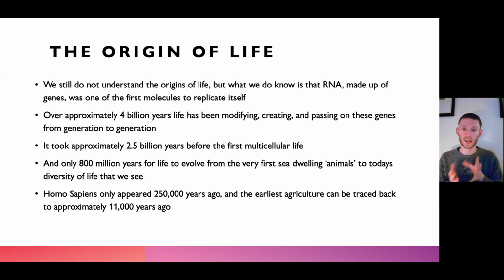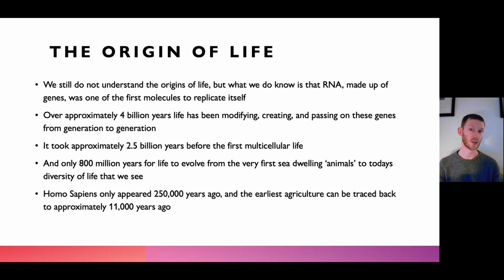And the first multicellular life was very simple, sponge-type organisms. And this was the state of affairs for quite a long time. And in only 800 million years, we go from the first sea-dwelling animals to today's diversity of life that we see on Earth. So you can see that the time frames are accelerating and the complexity of organisms is accelerating as the evolutionary process is increasing in speed.